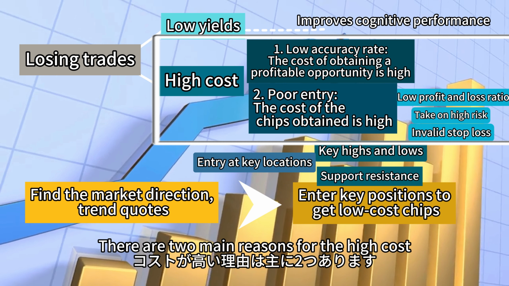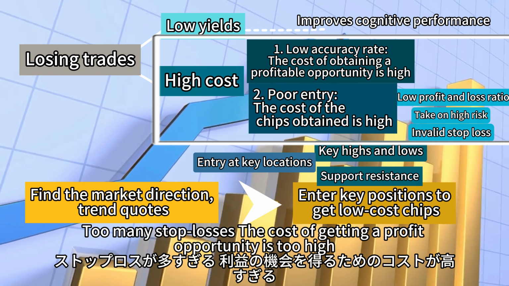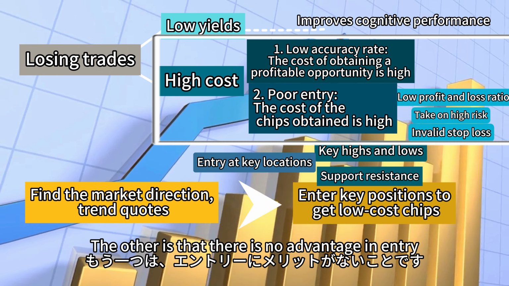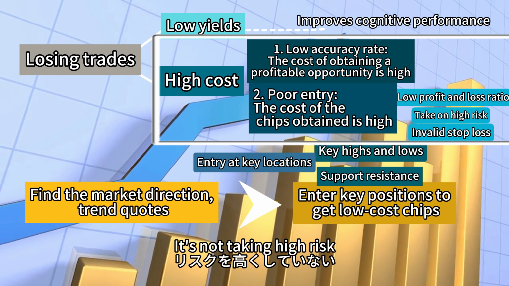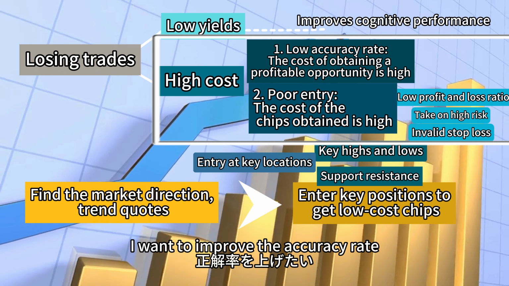There are two main reasons for the high cost. One is that the accuracy rate is too low. Too many stop losses make the cost of getting a profit opportunity too high, and the resulting loss of funds is too great. The other is that there is no advantage in entry, resulting in the cost of your chips being too high. It's not taking high risk; it is that the stop loss is invalid, or the profit and loss ratio is low and the efficiency is low. I want to improve the accuracy rate.